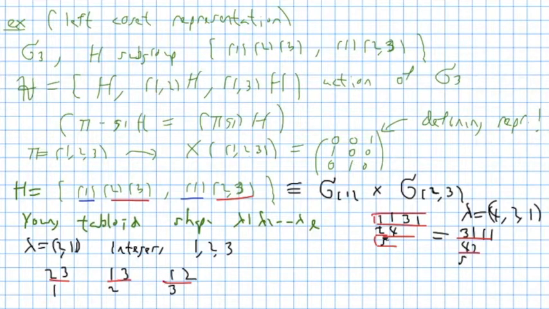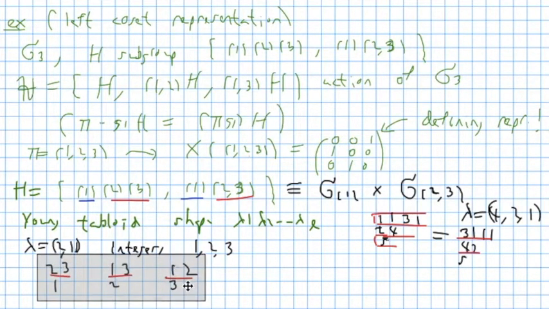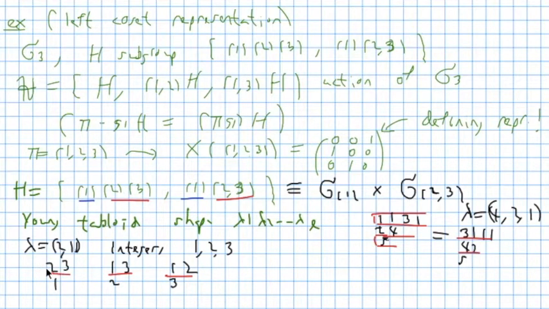So which of these 3 looks like my subgroup H? Well, it seems that it's the first one because I am the direct product of S1 and permuting 2 and 3. So here on the first row I have 2 and 3, and on the second row I have 1. So this first tabloid looks like H. Okay.